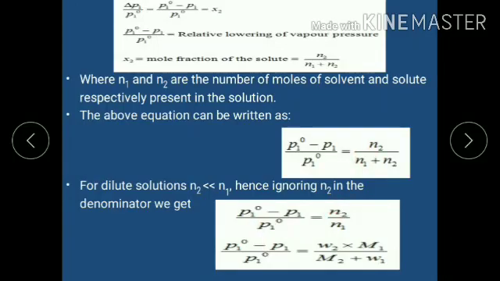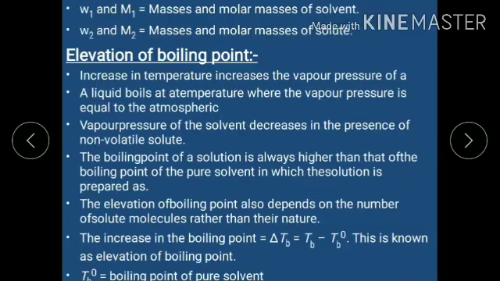n2 is the mole fraction of the solute, and n1 is the mole fraction of the solvent. What is the formula of mole? The formula of mole is mass per molecular mass. So by this equation, n2 is W2 upon M2, and n1 is W1 upon M1. W2 is the mass of the solute, M2 is the molecular mass of the solute, W1 is the mass of the solvent, and M1 is the molecular mass of the solvent.